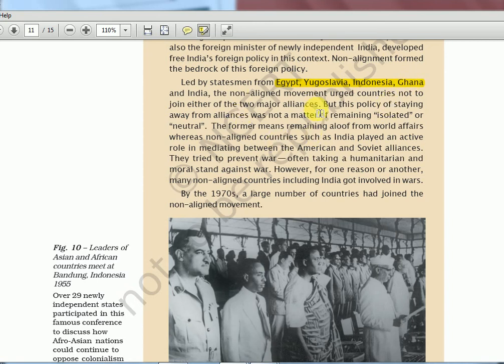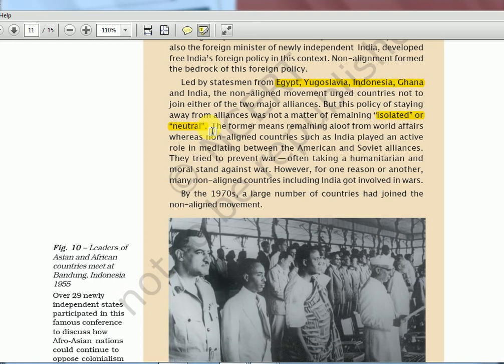One thing you have to understand is that the Non-Aligned Movement does not mean isolated or neutral, because isolated or neutral is different. That would be like you don't participate in anything and you are just ignorant. But India's stand was not that. Non-alignment does not mean that. Non-alignment means being a kind of mediator, and you should be trying to resolve the problems.